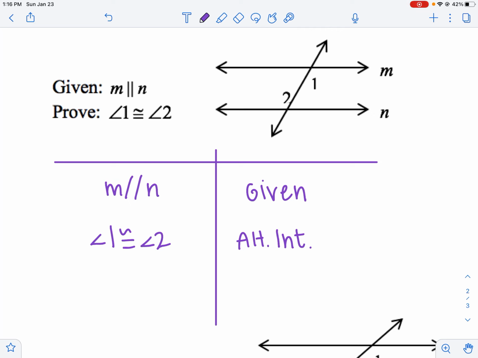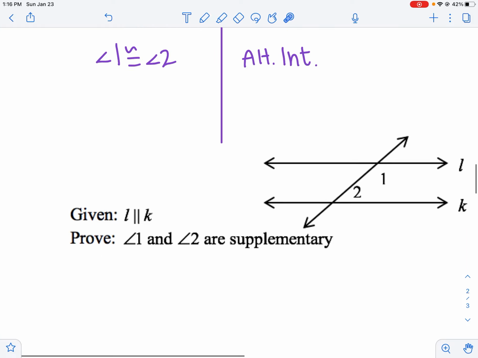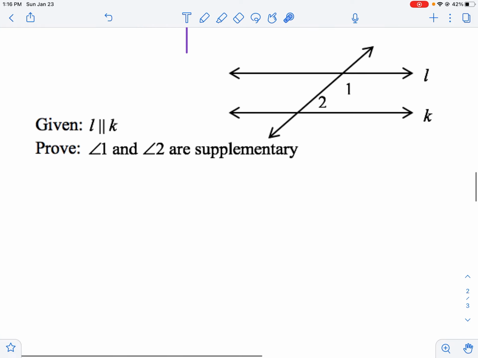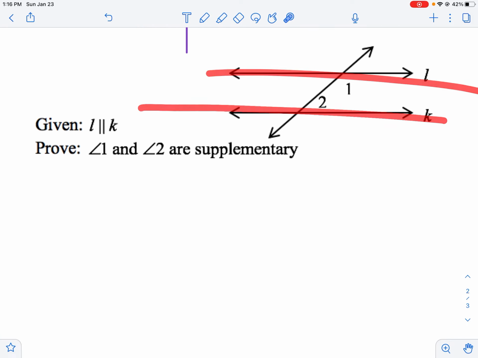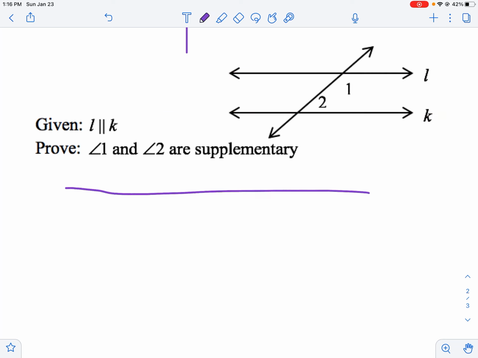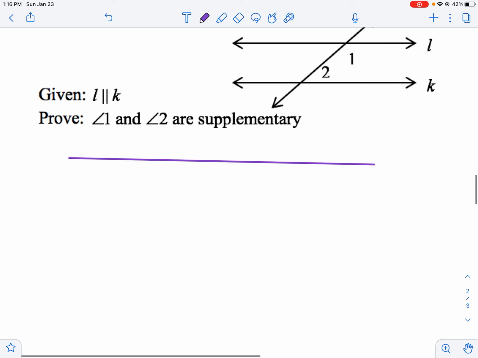And for this proof, that just happened to be all that I needed. Notice I didn't even need the word converse because I wasn't proving that the lines were parallel. They told me that in the first step in that given. So let's do another one. Now I have that L is parallel to K, and now it says that angle 1 and angle 2 are supplementary. That's what I'm trying to prove.